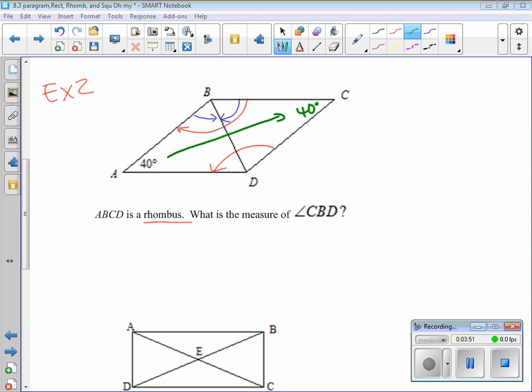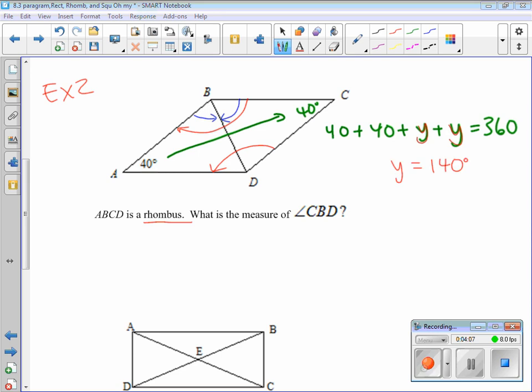So I'm just going to set up an equation. 40 plus 40 plus y plus y equals 360, right? Those opposite angles, those red angles being y, are going to be equal to each other. So there's two of those, okay? So let's just solve for y. Those big angles end up being 140, and so that leaves the blue angle to be half of that. So the smaller angle is equal to 70 degrees, okay?